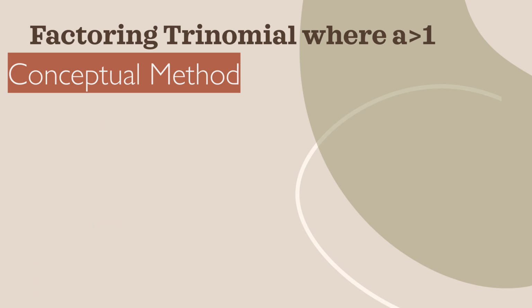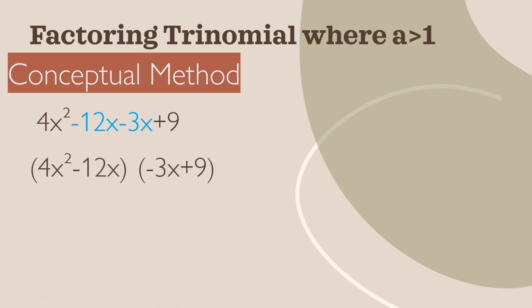Our third step is to split and find the GCF. On the left side, the GCF of 4x squared minus 12x is just 4x. When I pull 4x from 4x squared, I'm left with just x. And when I pull 4x from negative 12x, I'm left with just negative 3. On the right side, the GCF is negative 3. And when I pull negative 3 from negative 3x, I'm left with just x. And when I pull negative 3 from positive 9, I'm left with negative 3.